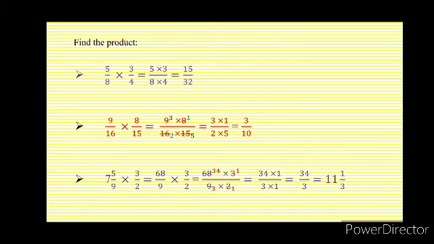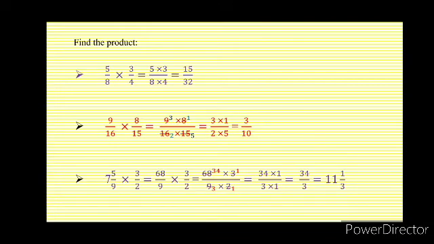Here 7 5 by 9 is a mixed fraction. We convert it into an improper fraction. So, we get 68 by 9 into 3 by 2. So, numerator 68 into 3 and the denominator is 9 into 2. And 68 and 2 are 2 table numbers. So, it will be cancelled 34 times and 1 times. Same way 3 and 9 are multiples of 3. So, on cancelling we get 1 times and 3 times.